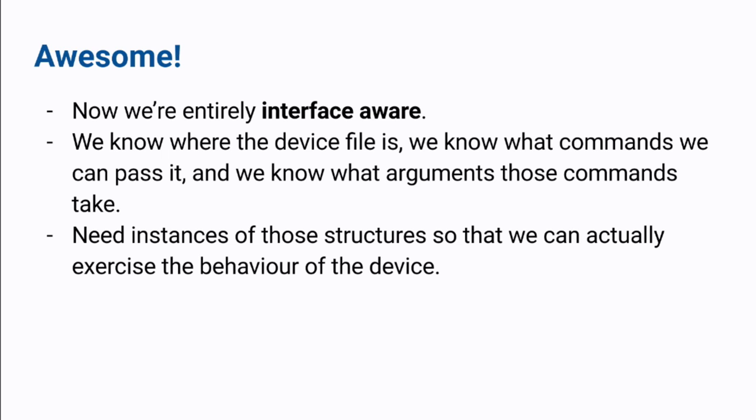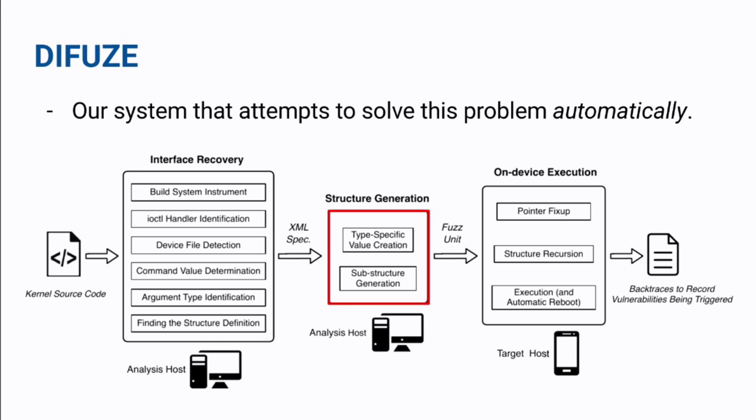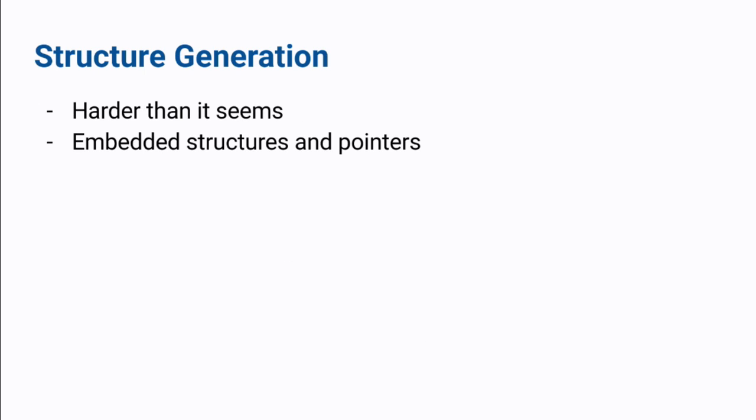And so the next part of this fuzzing process is we have to generate actual instances of these structures so that we can begin to fuzz the device and exercise its behavior. And this all resides in the structure generation component of Defuse. The structure generation component actually still happens on the computer, on the analysis host as we call it, not on the Android phone itself. It will output fuzz units as we call them, which will be a single invocation of an ioctl.